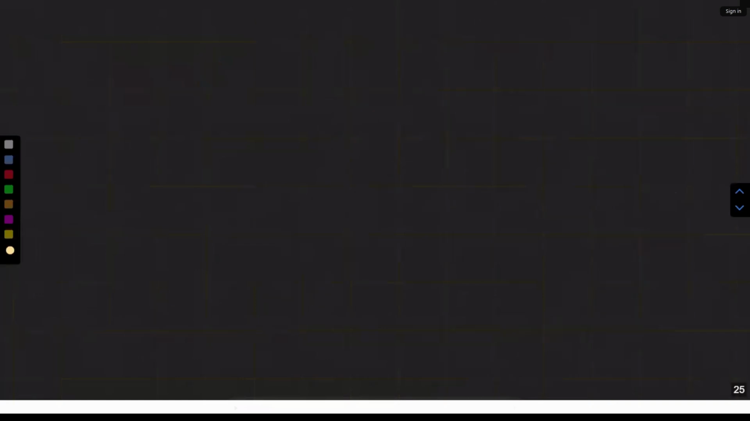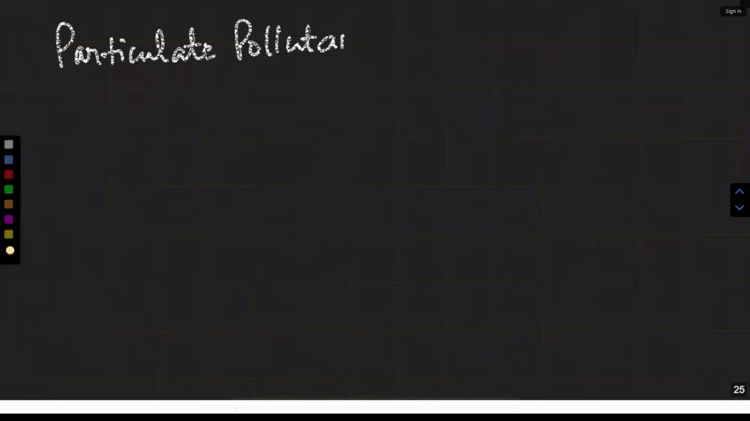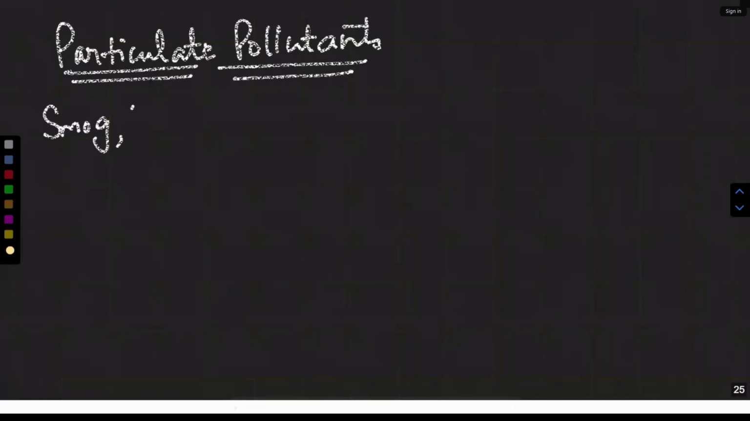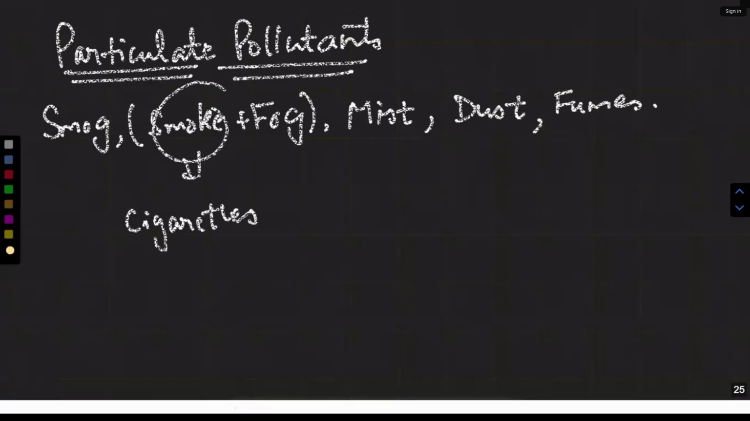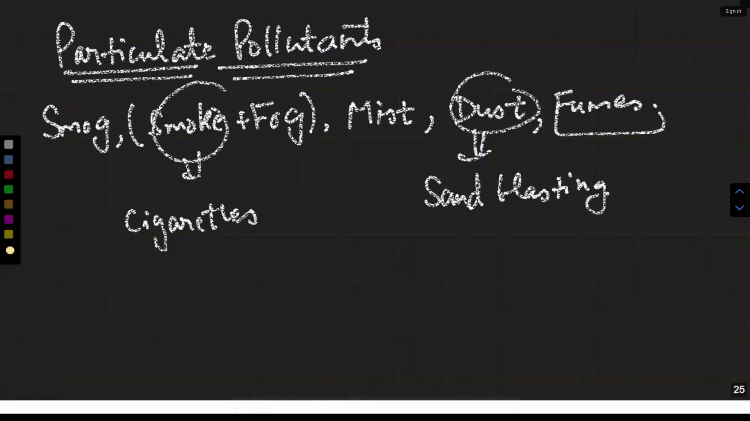Now, the next type of pollutants we have are particulate pollutants. Particulate pollutants basically mean smoke, smoke plus fog, which is mist, dust, and fumes, and all these kinds of compounds are known as particulate pollutants. Smoke is released by cigarettes. Dust can come from sandblasting. Fumes are due to sublimation or condensation of water vapor.